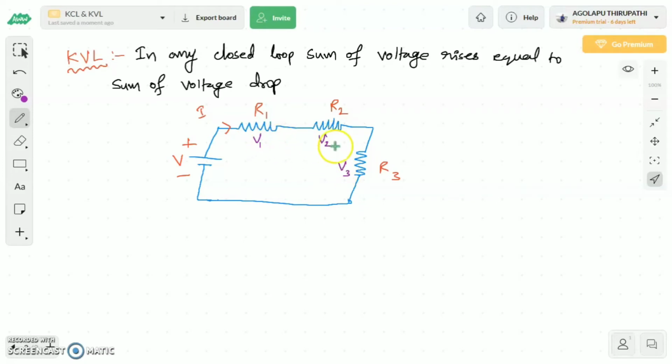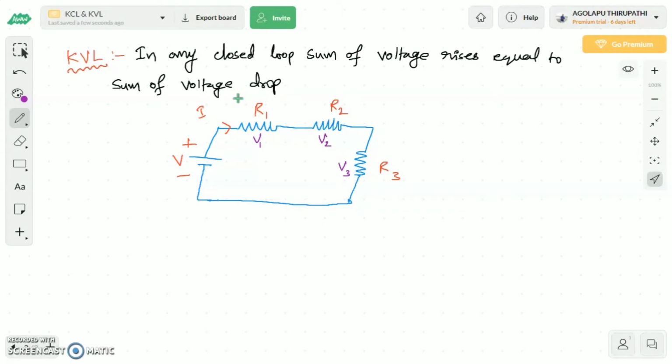So these are the voltages across respective resistors. Okay. So now coming to the statement, in any closed loop, sum of voltage rises is equal to sum of voltage drops. Okay. So now the question is, what is voltage rise and what is voltage drop? Okay. So voltage rise is nothing but voltage across the active elements. So that means voltages across the batteries or sources. Voltages across the sources are nothing but voltage rises. Now voltage drops are nothing but voltages across passive elements. So that means voltages across resistors, right?